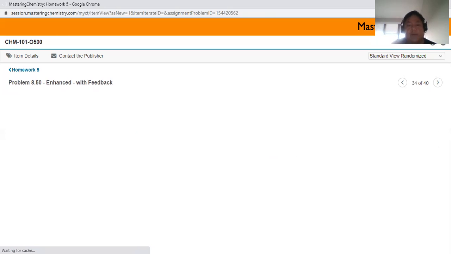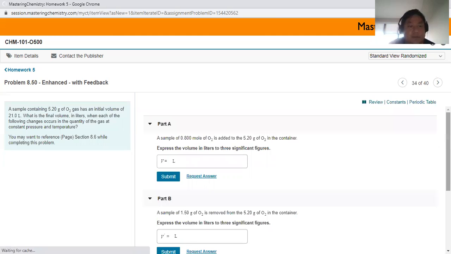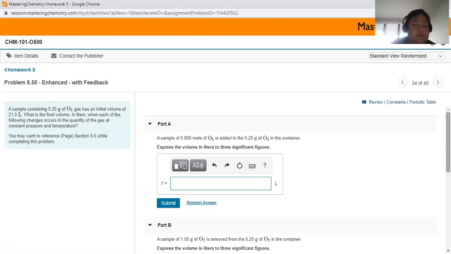So let us go through and read this question. All right, so starting on the left, a sample containing 5.2 grams of oxygen, O2 gas, has an initial volume of 21 liters. What is the final volume in liters when the following changes occur in the quantity of the gas at constant pressure and temperature? You may want to reference section 8.6 while completing this problem.